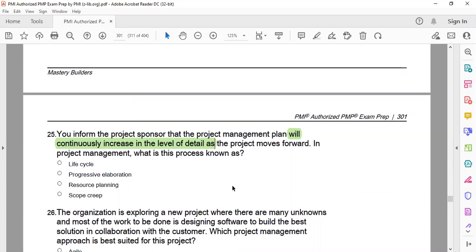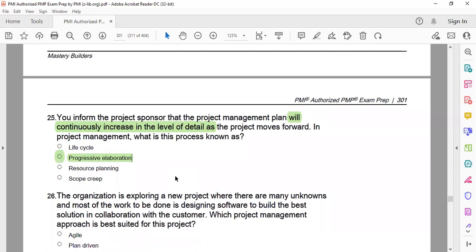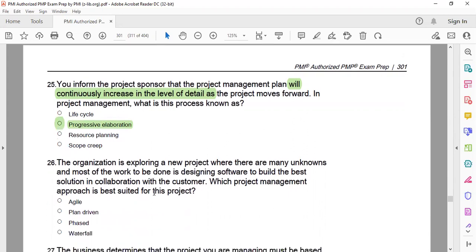No, wait, what happened? Hurry, yes. It is called as progressive elaboration. As the time passes by, the clarity will get better. More information will be available. That is what we call it, progressive elaboration. Resource planning has nothing to do with it. Scope creep is totally different. And life cycle also has nothing to do with it.